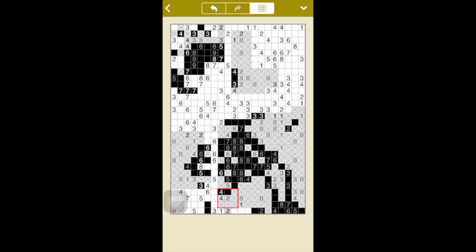I found 5, I found 2, 2, 1, 1. Did I find 4? Yes, I did. Here too. I found 5, found 6. Yeah, I found all that. 4, 3, 6. Okay, so we'll look at this 5 here and this 5, right?